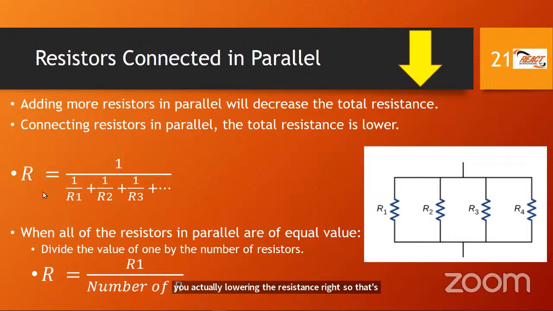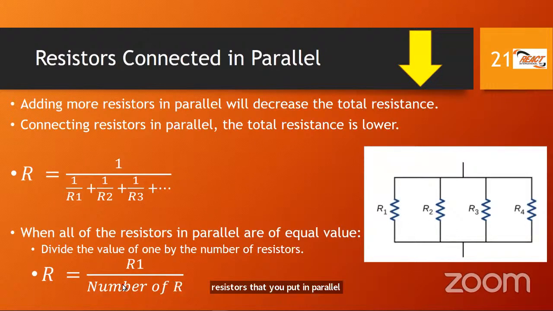And we have a formula that R total is equal to 1 divided by 1 over R1 plus 1 over R2 plus 1 over R3 and so on. So the more resistors you have, that is why the total resistance becomes less, the more resistors that you put in parallel, right? So this is the formula here.